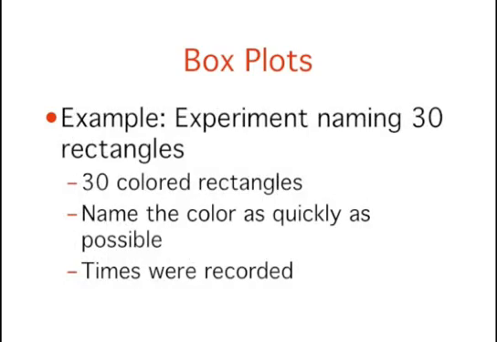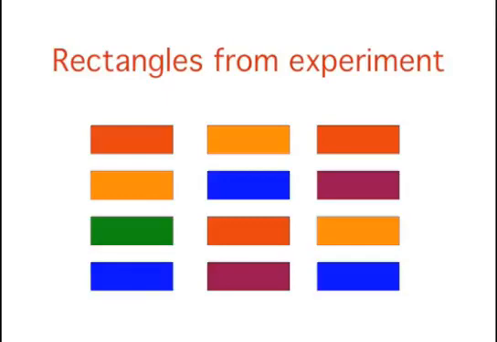We will explain box plots with the help of data from an in-class experiment. Students in introductory statistics were presented with a page containing 30 colored rectangles. Their task was to name the colors as quickly as possible, and their times were recorded. Here's an example of the colored rectangles that the students viewed and named as quickly as possible.